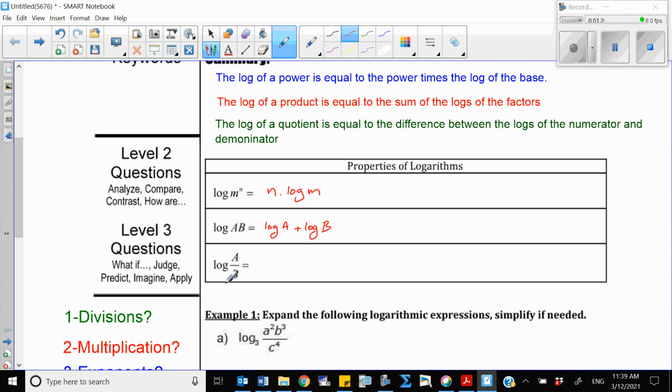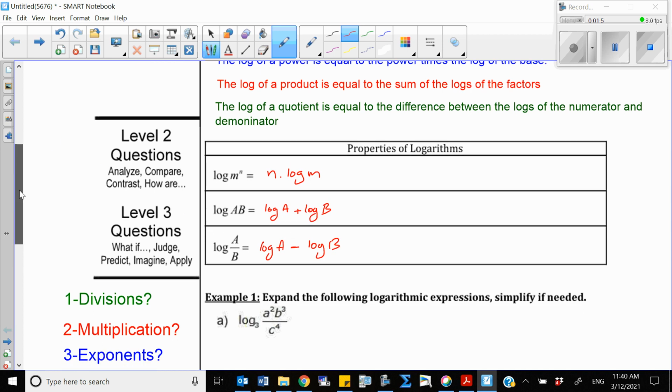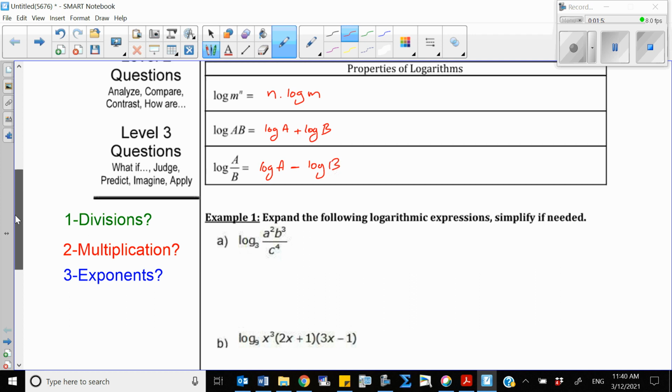And the next one is log of a quotient. So when we have log of quotient, that can be written as a difference between the log of the numerator and the denominator. So I can write this as log of the numerator, which is a, minus log of the denominator, which is b. So these are the three rules that we can use for simplifying logarithms.